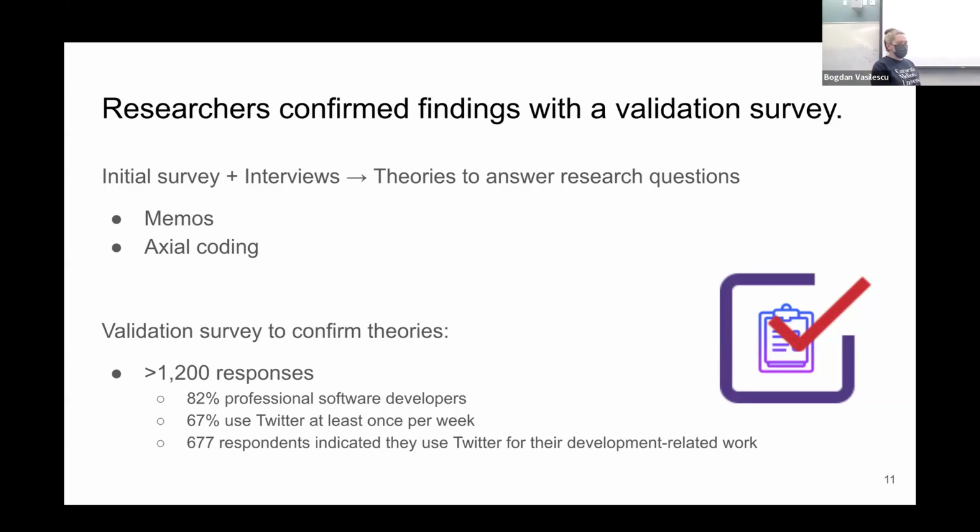I think these were sent through GitHub again, but I didn't put that on there. And again, a lot of professional software developers, a lot of people who use Twitter at least once per week. Of the more than 1,200 responses, more than half indicated that they use Twitter for their development related work. So these people were particularly interesting because that's what they're specifically looking for in their research questions.